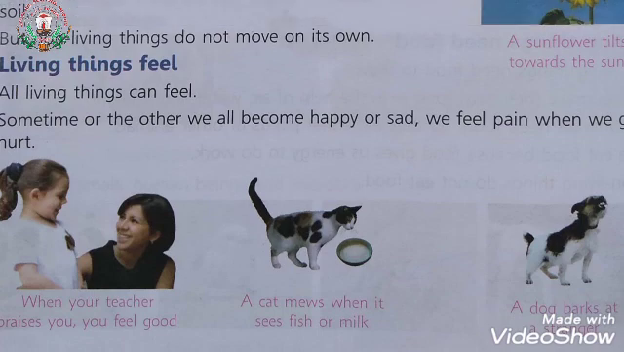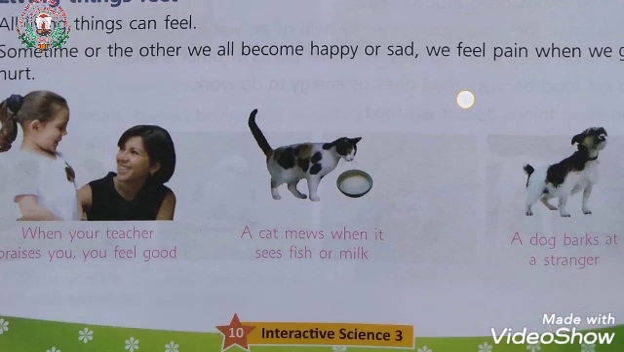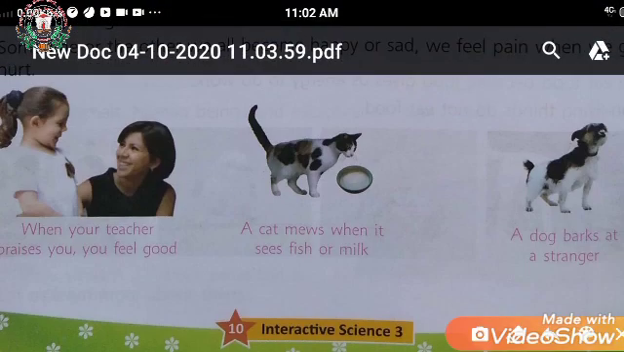Now the next characteristic is living things feel. All living things can feel. When your teachers praise you, you feel good. A cat moves when it sees fish or milk. A dog barks at the stranger.